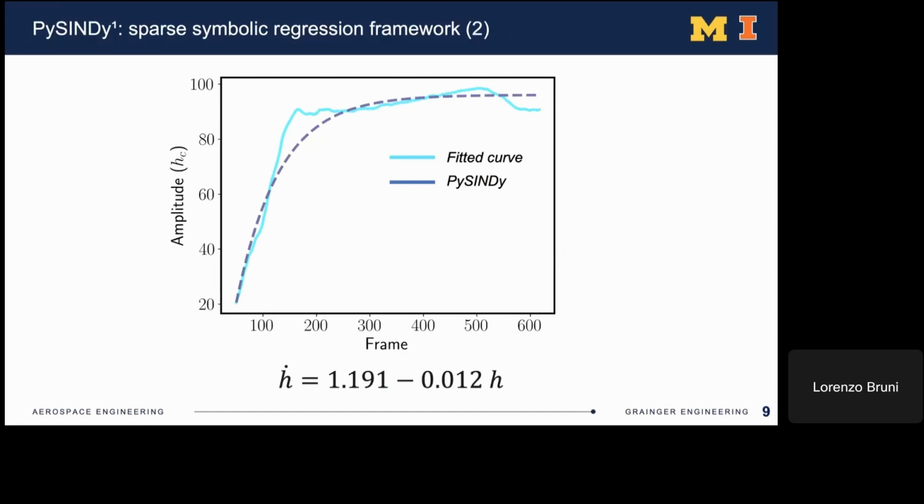This is the application of PySINDy to our data. So here you can see plotted the amplitude in pixels, so the amplitude of the fitted Gaussian, as a function of the time, here represented as frame number. And the purple line is the solution of the ODE found by PySINDy, which is an inverse exponential, and it's in good agreement with what we found in literature.